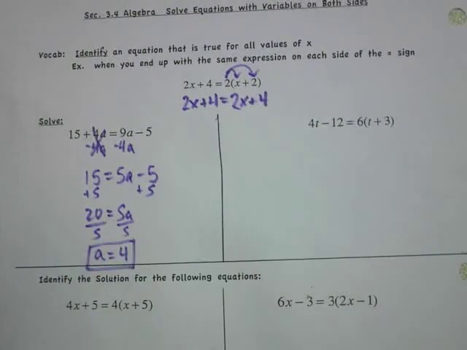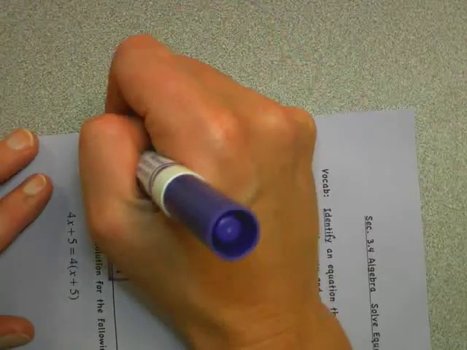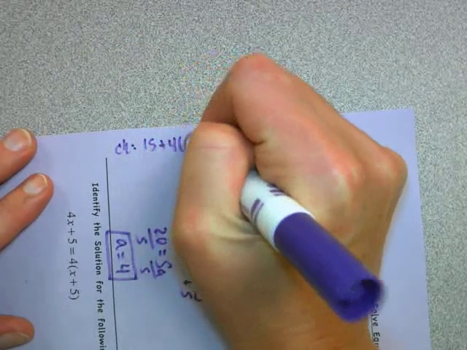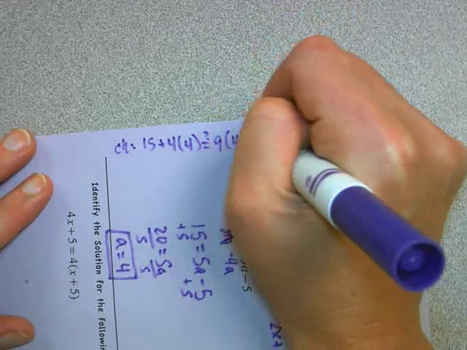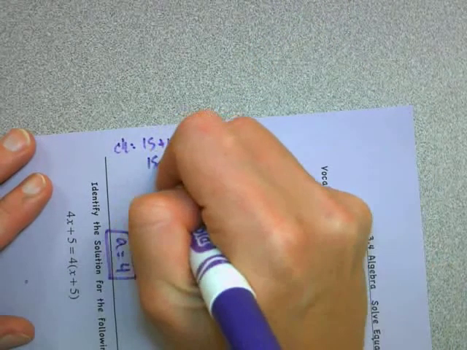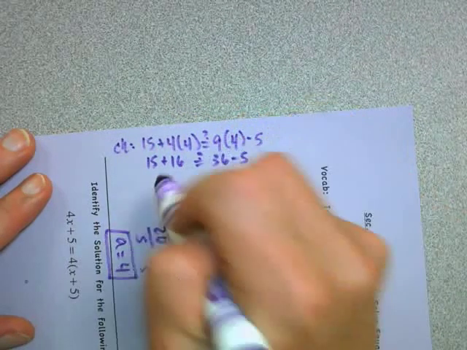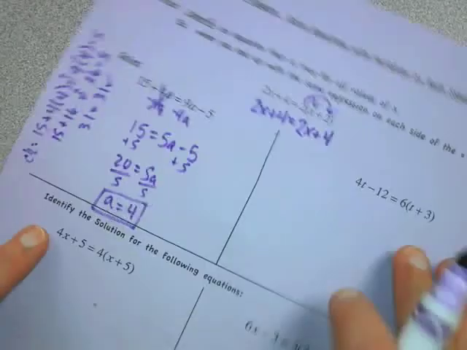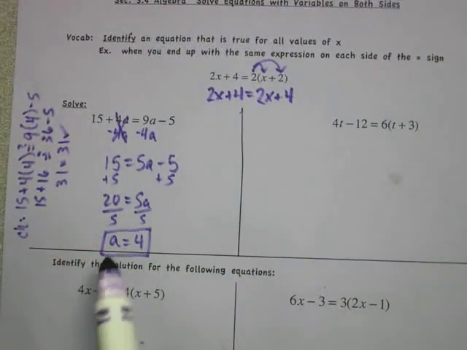If we check it, I'm going to turn my paper to fit my check in here. 15 plus 4 times 4 should equal 9 times 4 minus 5. So on this side, it's 15 plus 16. On this side, it's 36 minus 5, and they both equal 31, so I know I did the problem correctly. So this is a problem that has only one solution. The only number that will work is x equals 4.